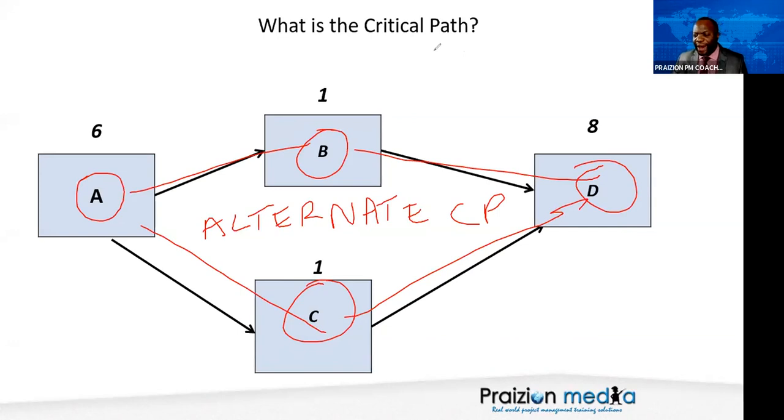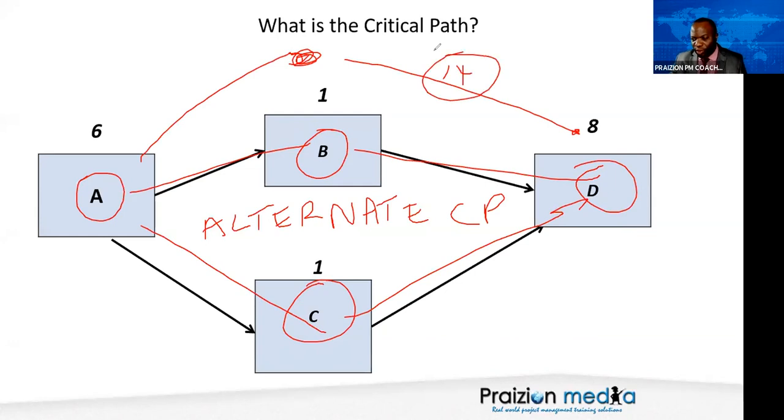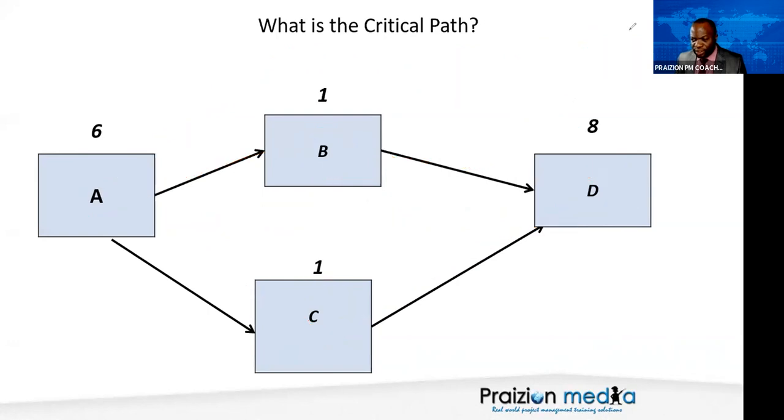Now, if you had, let's say, a third path that was, let's say, 14, the language to describe that one would be near critical path. So there's some language out there in scheduling space, near critical path, alternate critical path, and all that jargon. So you might want to write that down, keep it in your back pocket. You never know when you need it.